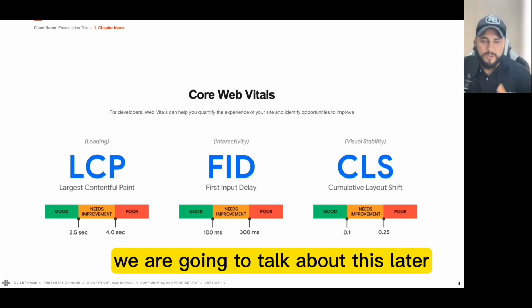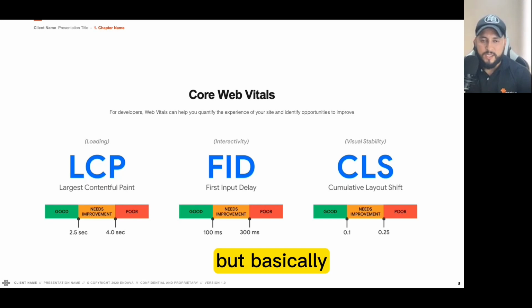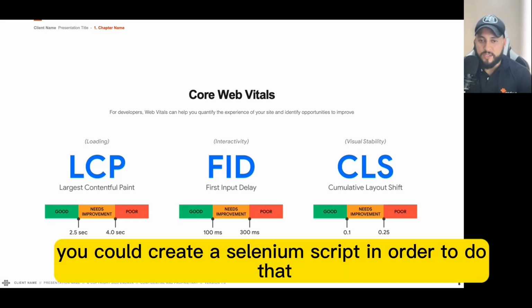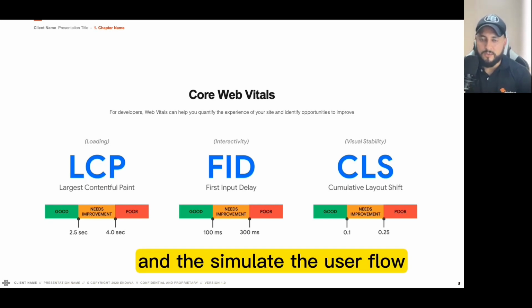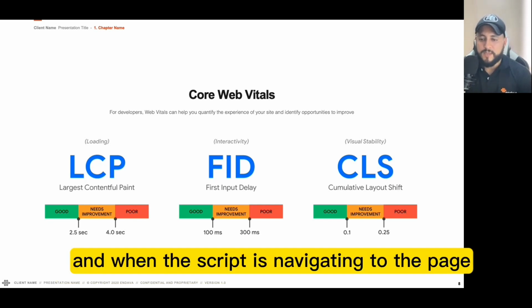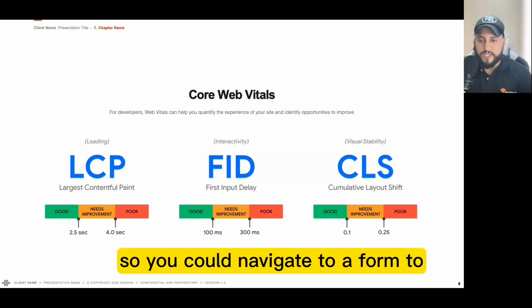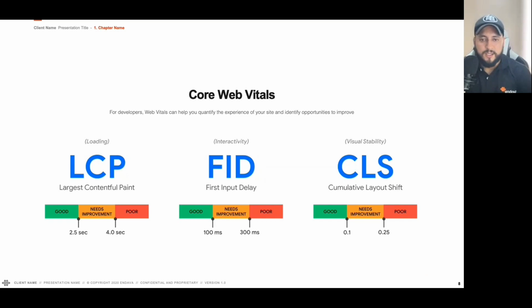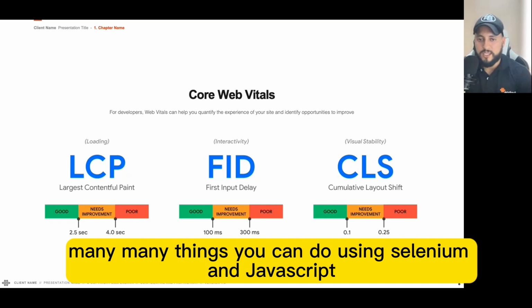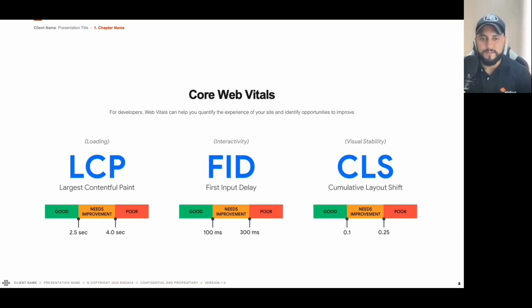That's a good question. We are going to talk about this later, but basically you could create a Selenium script in order to simulate the user flow. And when the script is navigating through the page, SiteSpeed.io is collecting the metrics you need. So you could navigate to a form, to login credentials, or many things you can do using Selenium and JavaScript. Okay.